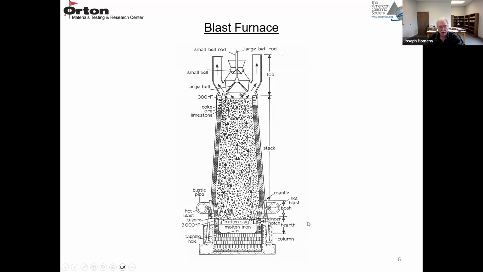So this is a schematic diagram of a blast furnace. At the top of the furnace, the charge enters. That's your coke, your iron ore, and your limestone. There are tuyeres at the bottom that push the preheated air up through the charge. And then at the bottom, you collect the molten iron. And sitting on top of the iron is the molten slag. And they're tapped off periodically.